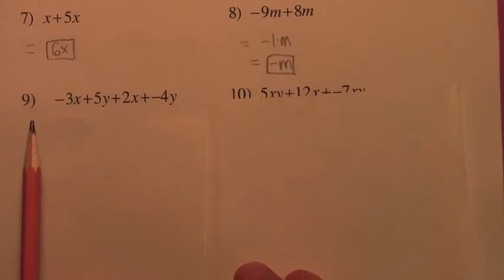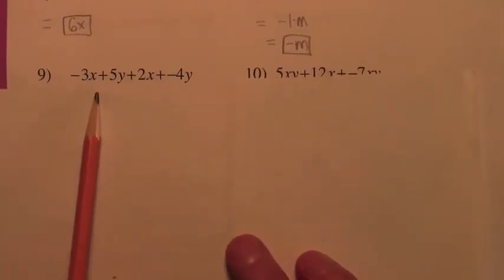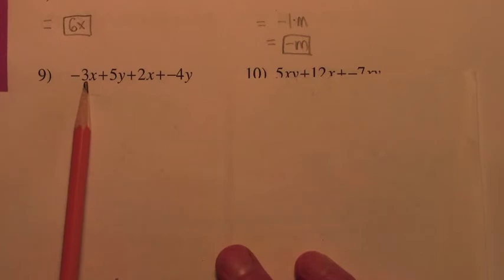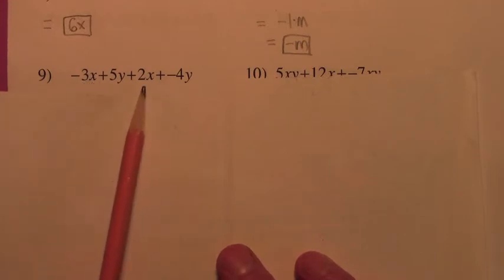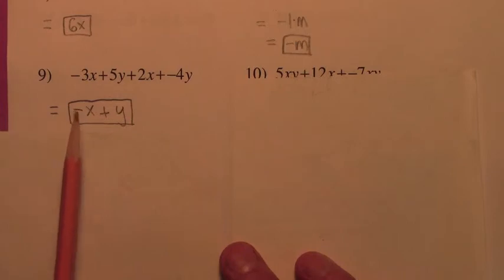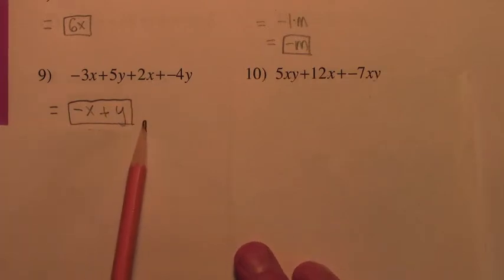I will do a couple more, then I'll give you some to try. How about that? This one, how many terms do you see? 4 terms. You see any like terms? Yeah, the x's and the y's. So say it out loud. Negative 3x plus 2x would be negative 1x, which we write as negative x, remember? Negative 1x means the same thing as negative x. 5y plus negative 4y would be 1y, which is just written as y. This is how we write it.